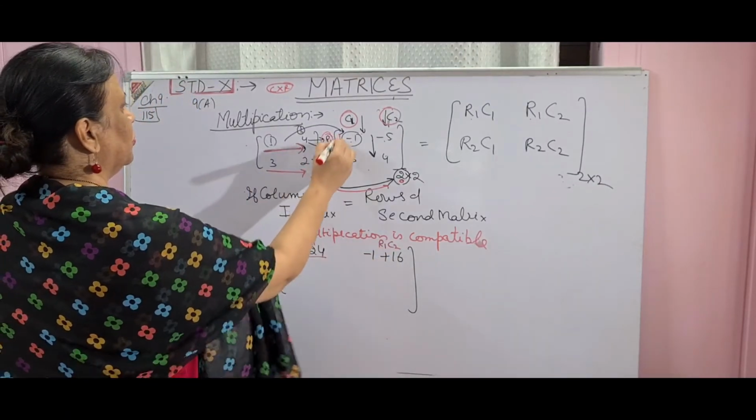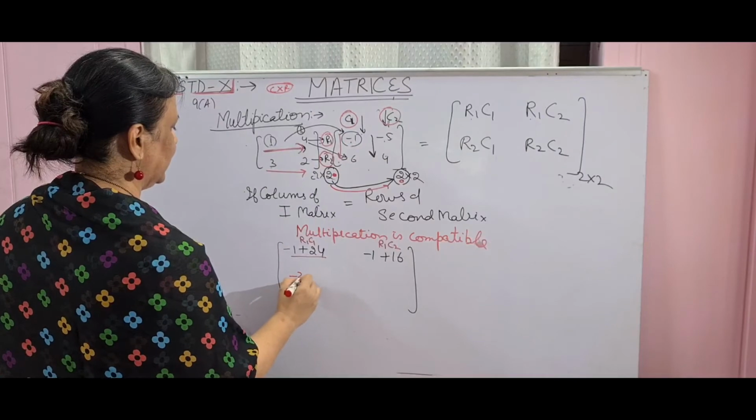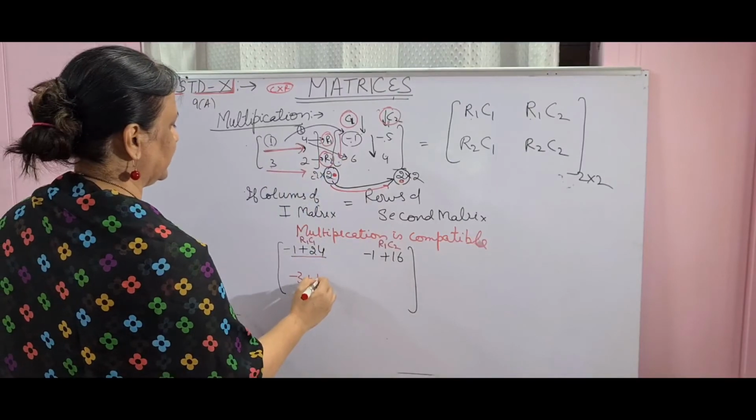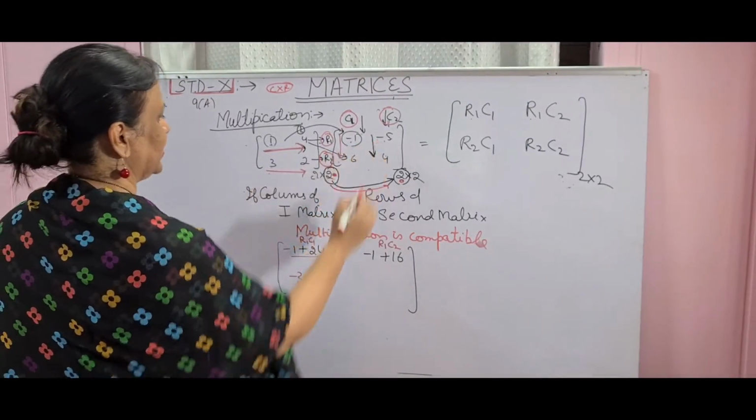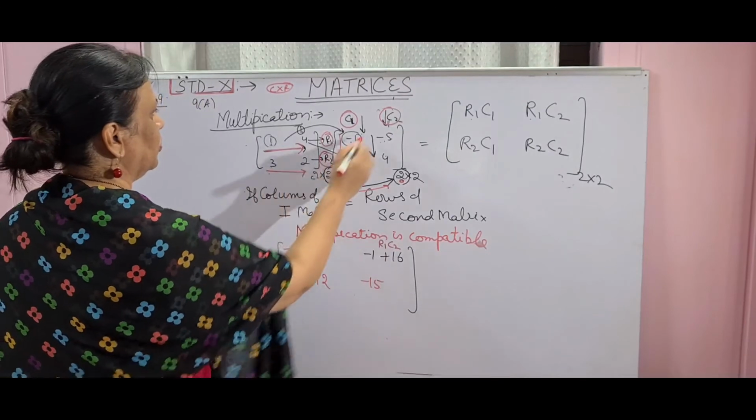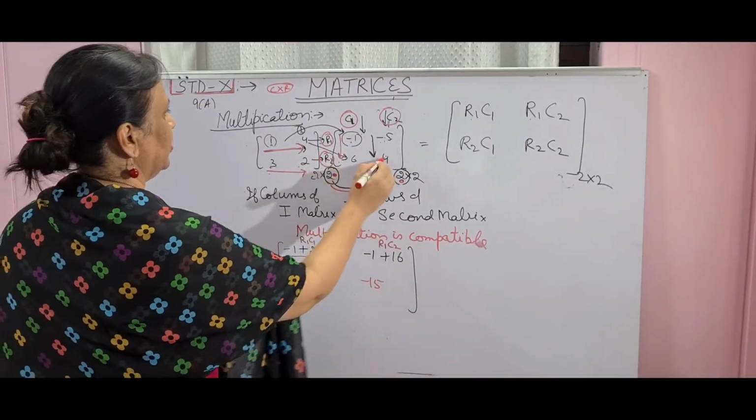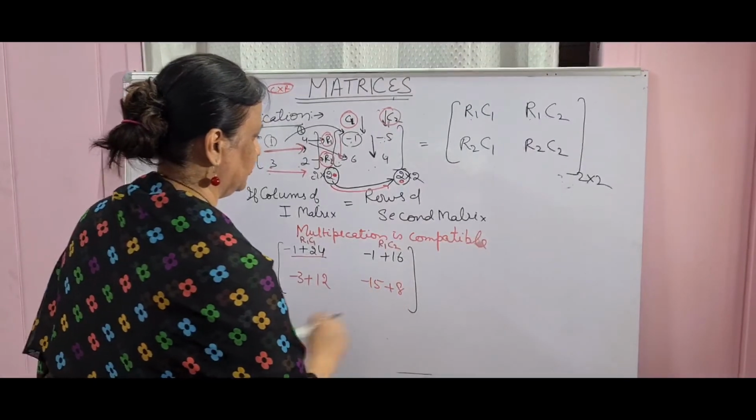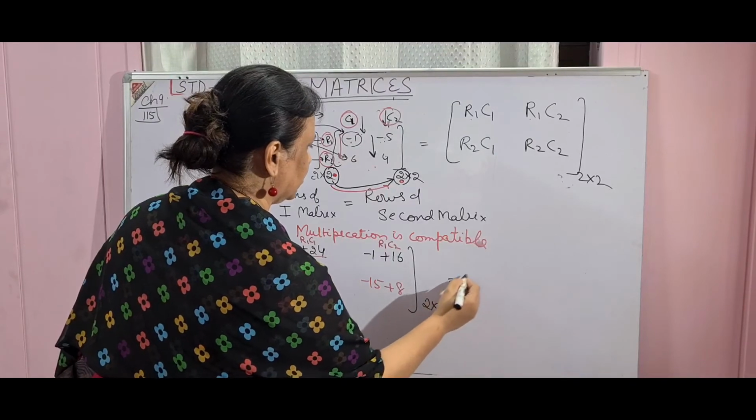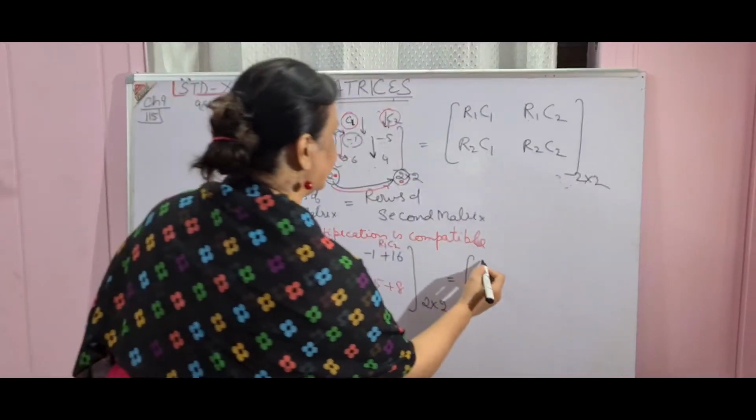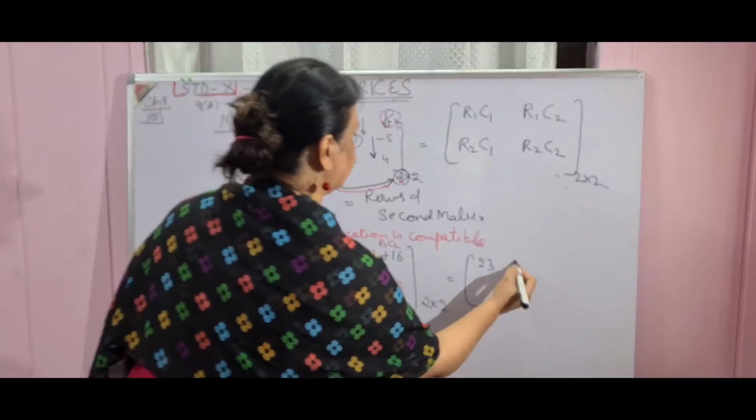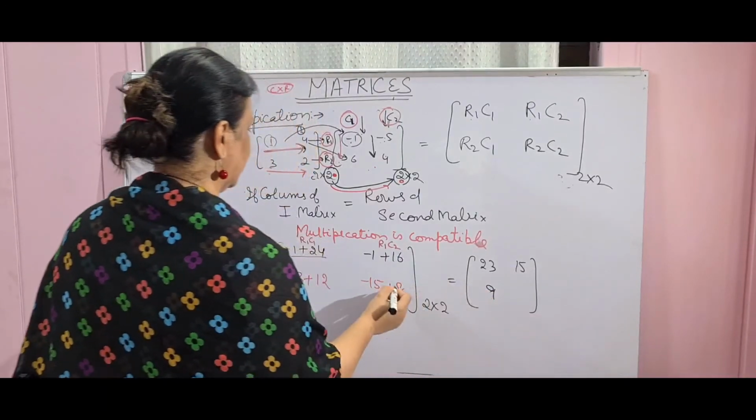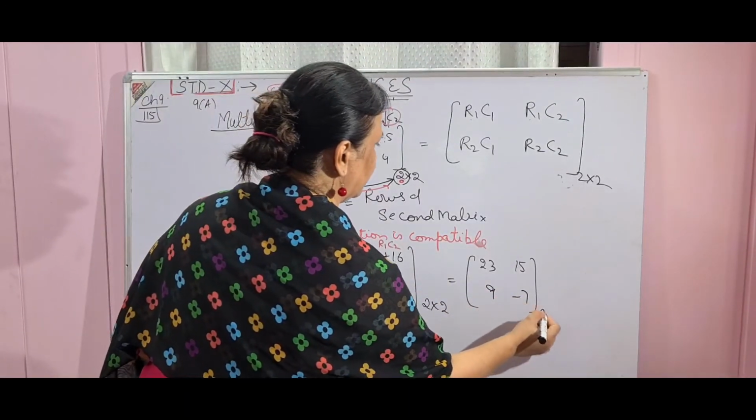Again, row 2, column 1: 3 into minus 1, minus 3, plus, always the sign of addition in between, 3 into minus 1 plus 2 into 6. Then 3 into minus 5, row 2, column 2: 3 into minus 5, 2 into 4. How easy it is? It is 2 into 2. So, this is 23, 16, minus 1, 15, 12 minus 3, 9, and of course 15 minus 8, minus 7, 2 into 2.